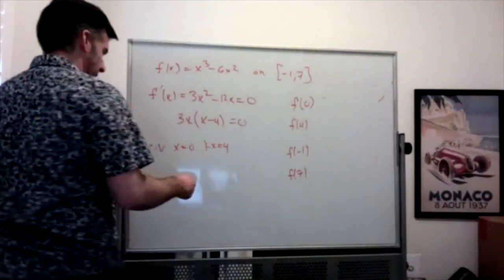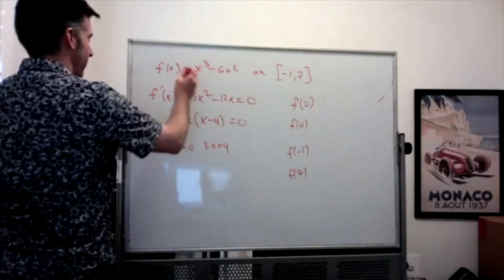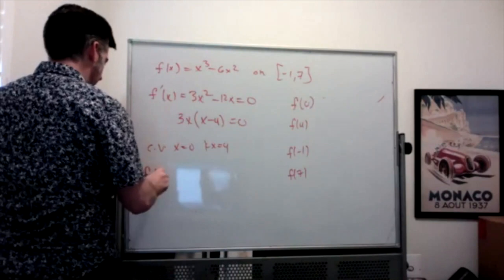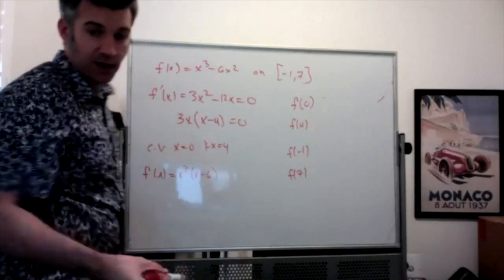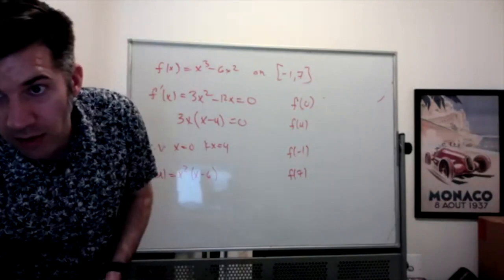And let's see what we get. So if I factor this to make it a little bit easier, f of x is x squared times x minus 6. If I plug in, sorry, one second.